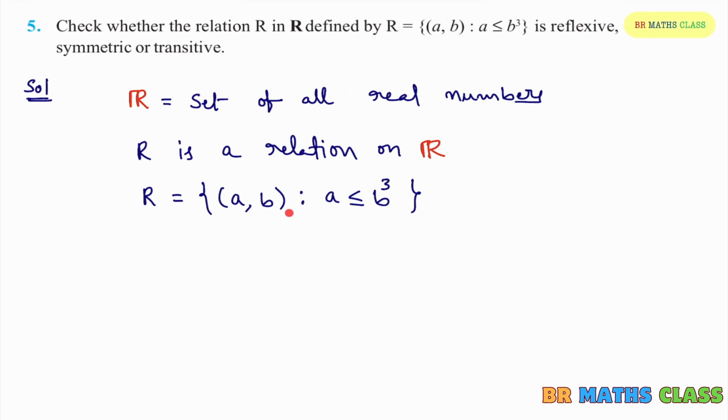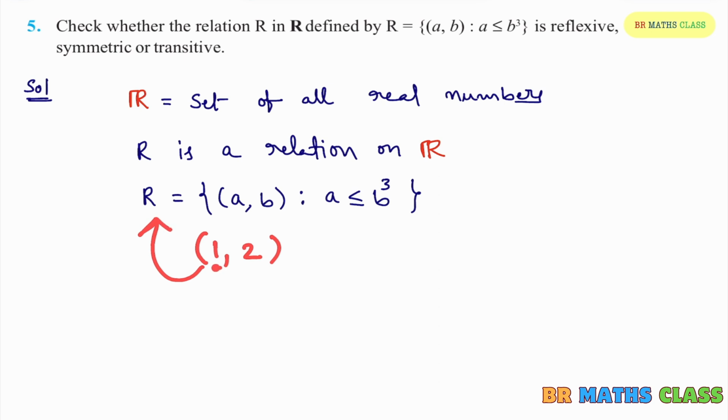Here you need to understand which ordered pairs are there in this relation. As R is a relation on the set of all real numbers, a and b both must be real numbers. And the ordered pair (a, b) must satisfy this condition: a is less than or equal to b cube. I'll take a few examples here to understand this. For example, (1, 2). Is this ordered pair there in this relation or not?